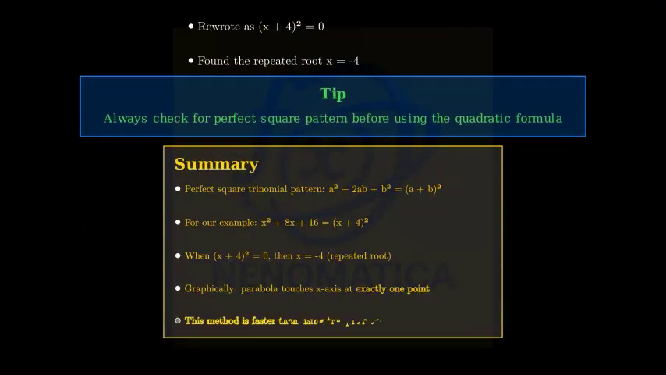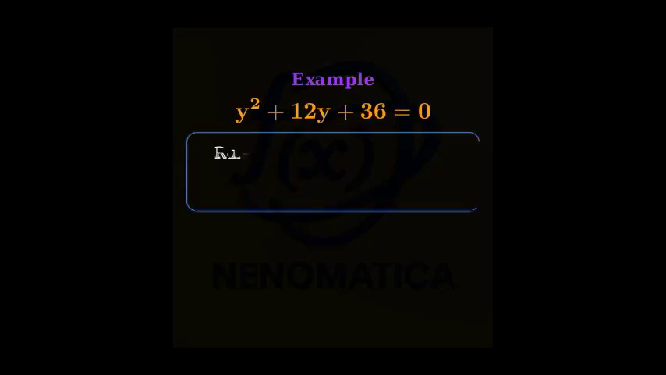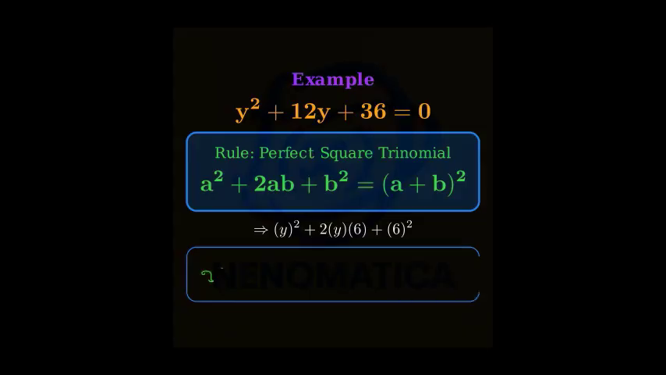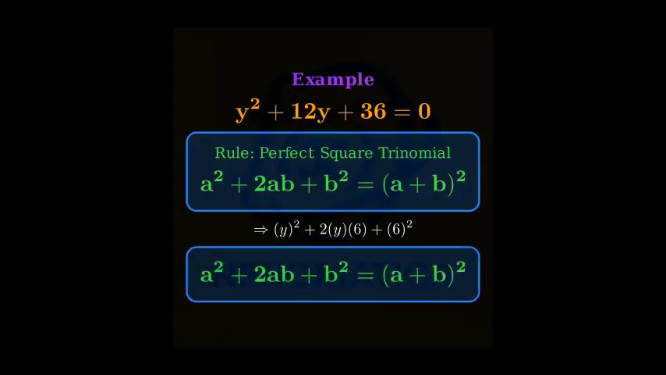Let's summarize what we've learned today about solving quadratic equations by recognizing perfect square trinomials. Let's start by writing down our quadratic equation. Our first step in the completing the square method is to rewrite this equation in the form of y squared plus 2 times y times some value plus the square of that value. This form follows the pattern of a perfect square trinomial. We've identified that in our equation, y is our first term, and 6 is the value that when doubled and multiplied by y gives us 12y. Also, 6 squared equals 36, which is our constant term. This confirms we can rewrite the equation in the perfect square trinomial form.